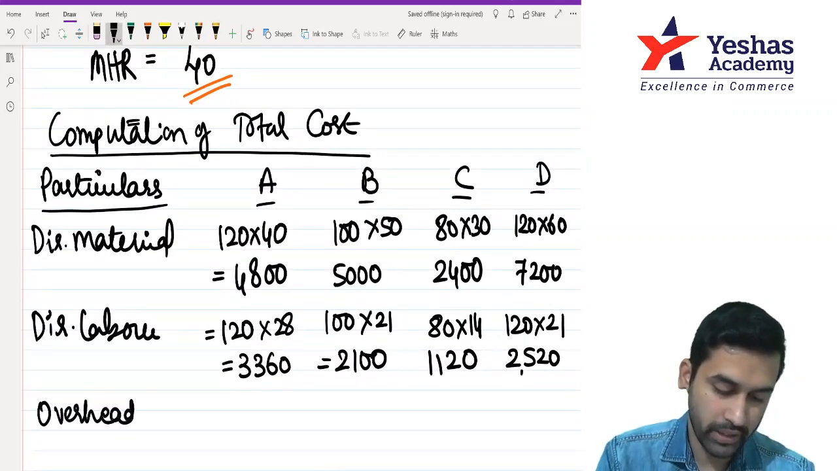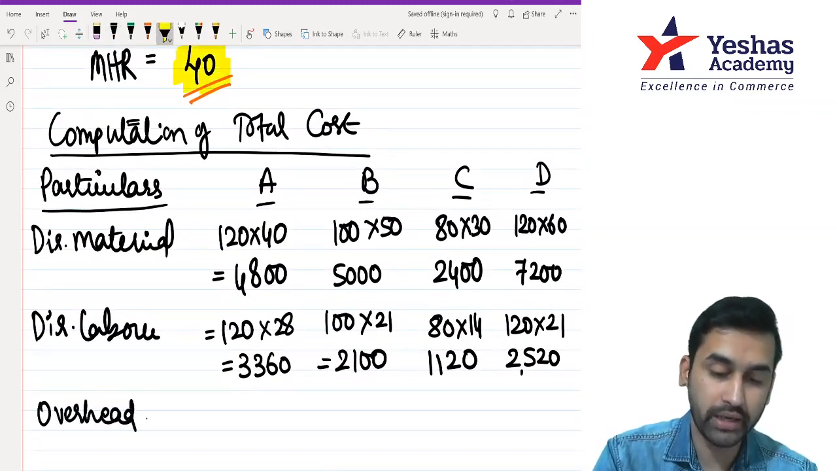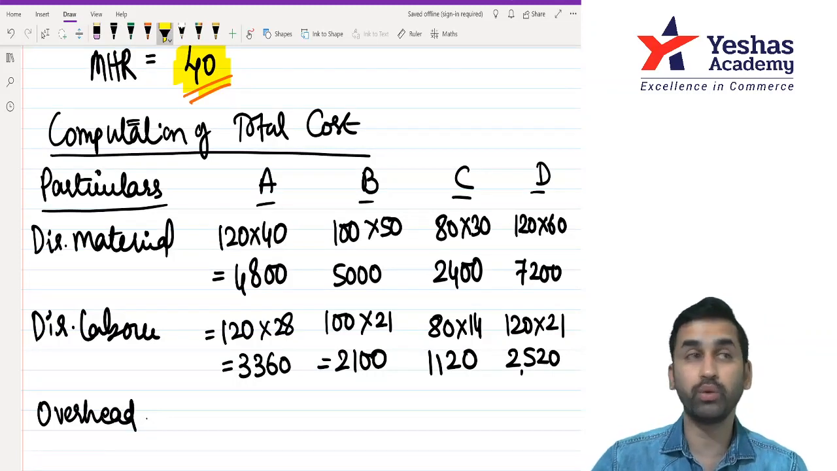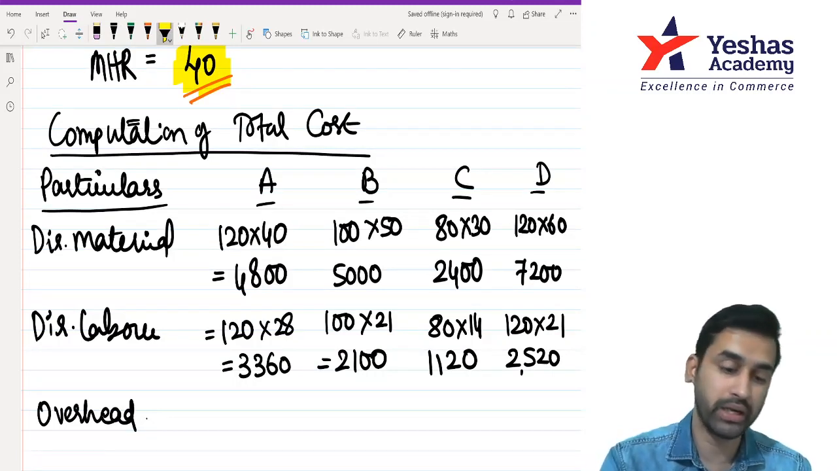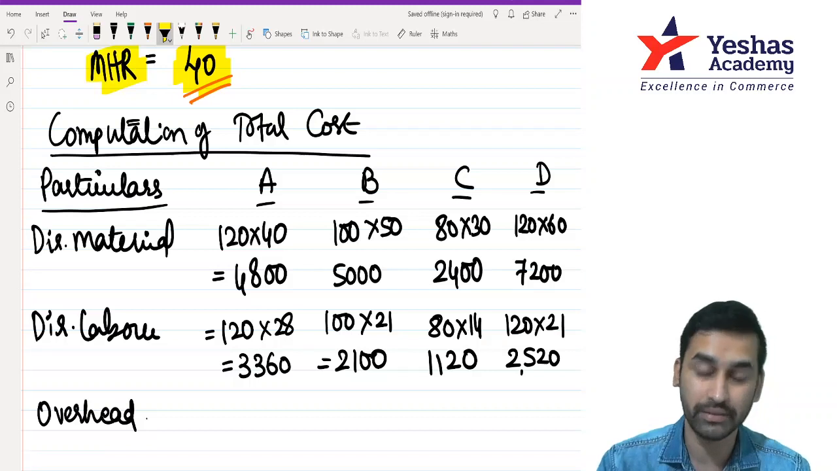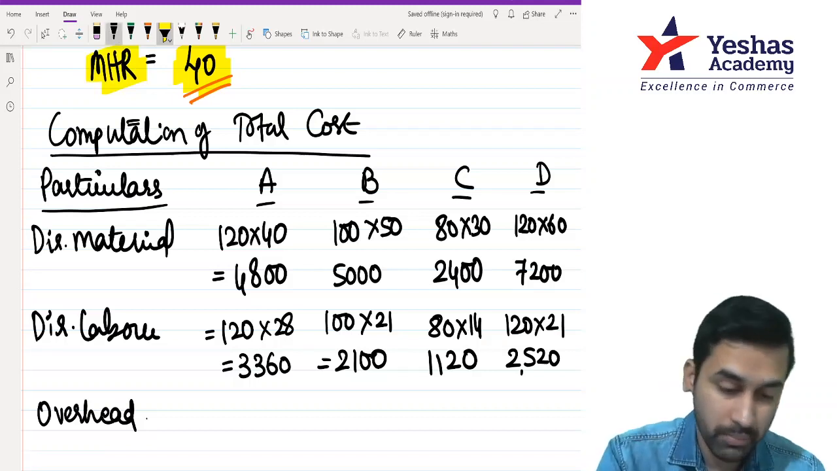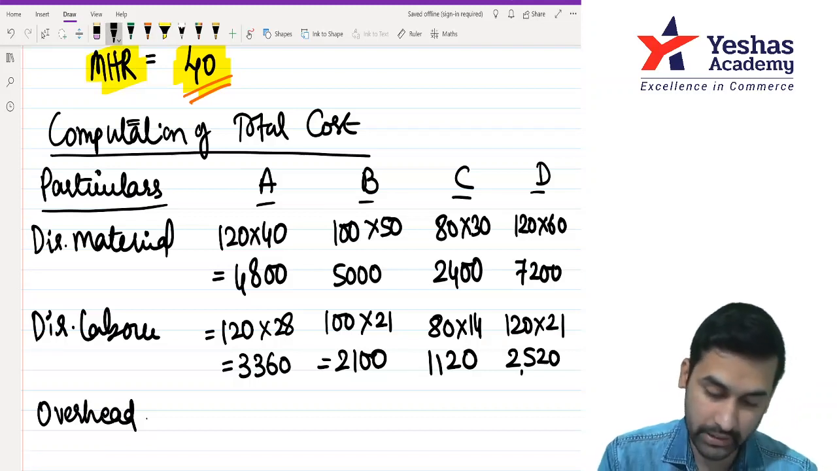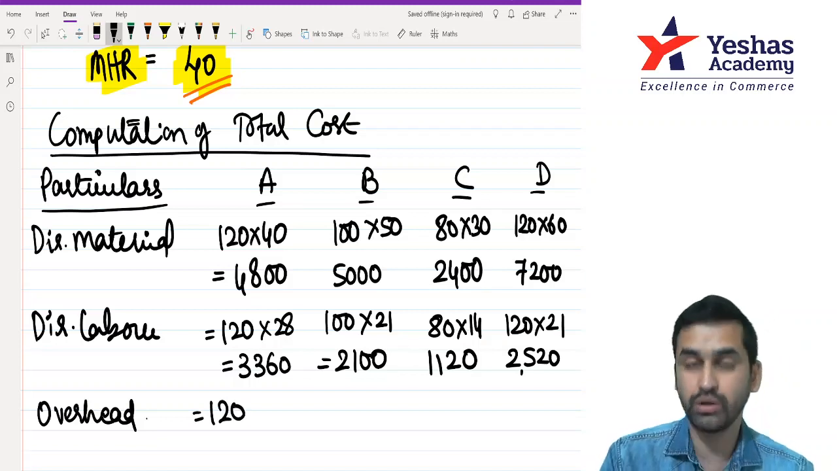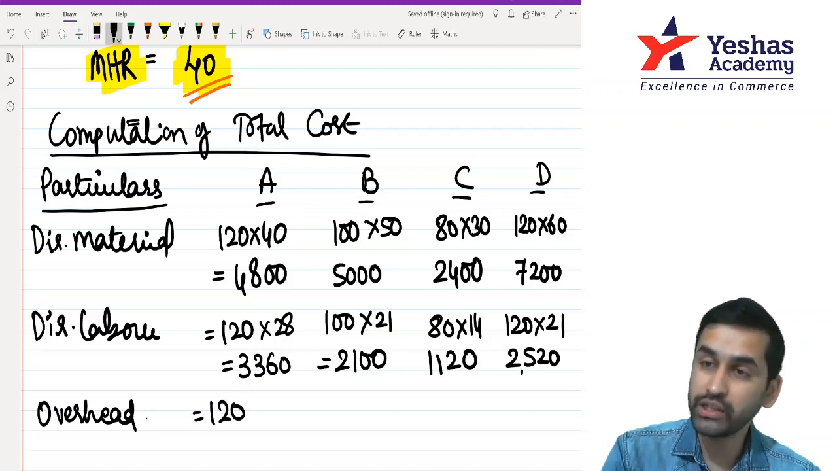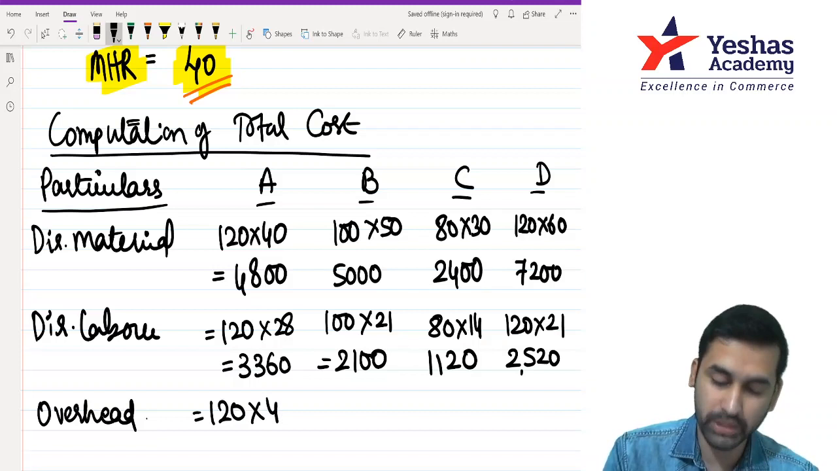How to do overhead? Sir, we have calculated 40. Correct. What is that 40? Sir, 40 per unit. No, it's not 40 per unit. It is 40 per machine hour. Therefore, how to calculate? See here, 120 units of A and each unit requires 4 machine hours.